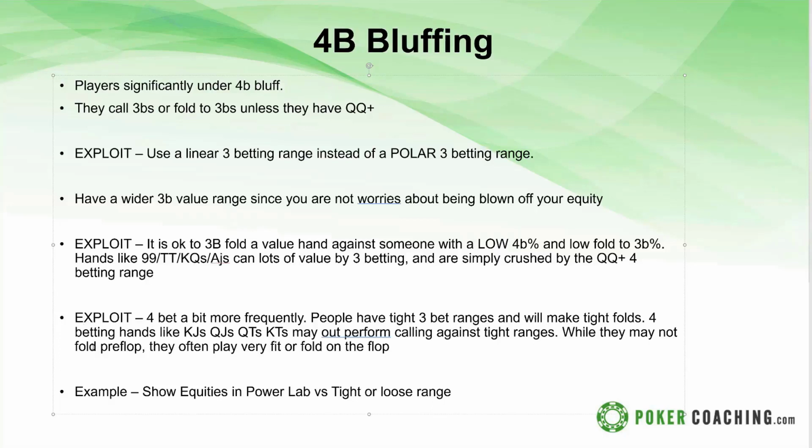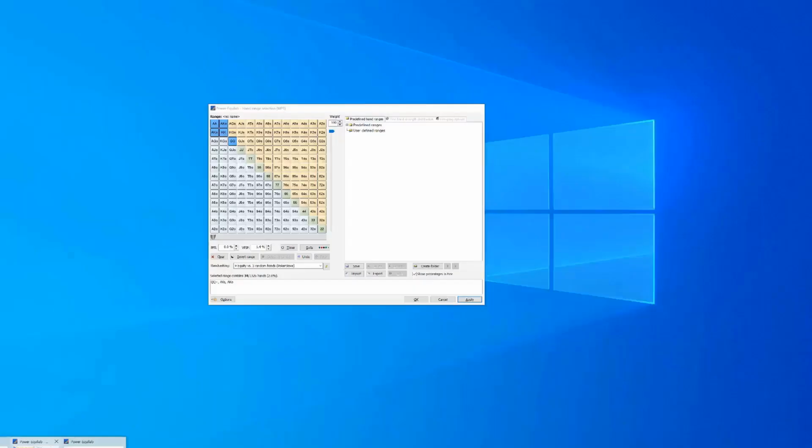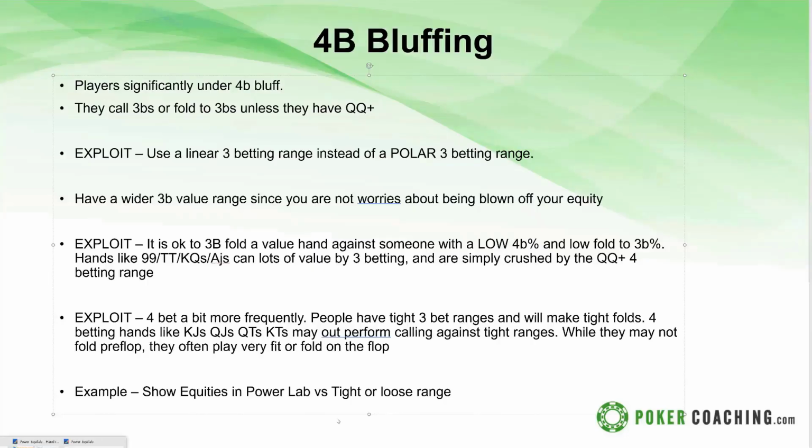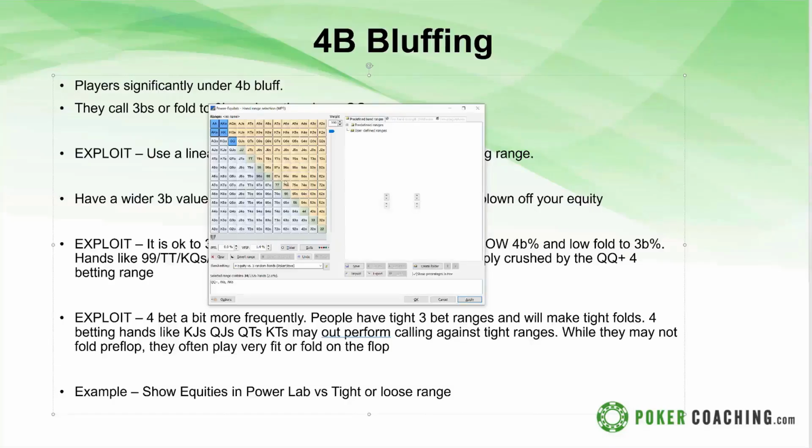While they might not fold pre-flop, they play very fit or fold on the flop. So making 4-bets with these types of hands that most people just call with, sometimes you can definitely generate folds, especially against people that have some linear 3-betting ranges. So I'm going to show you in Equilab really quick what I'm talking about with the 4-bet bluffing.